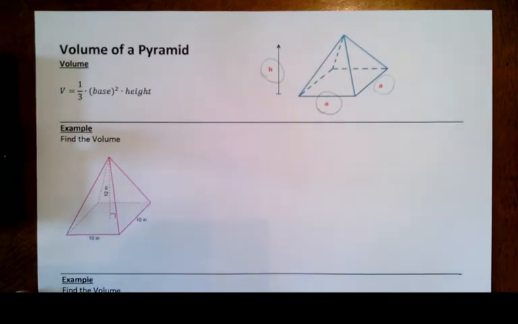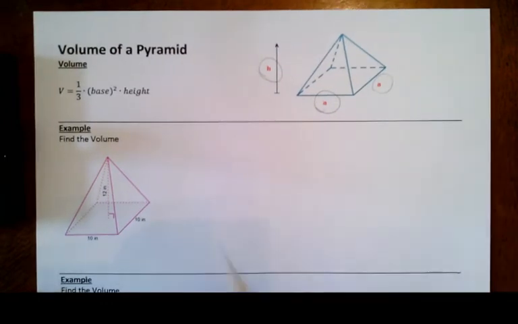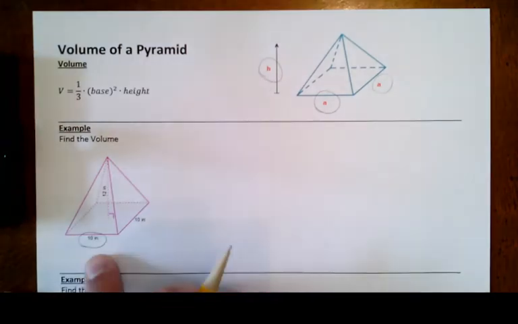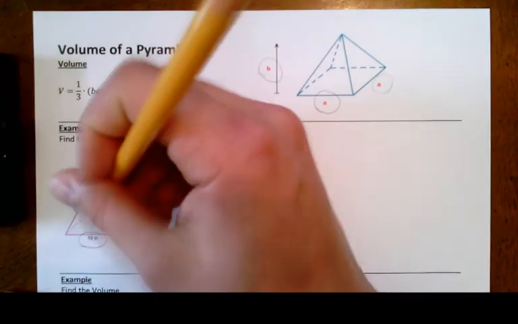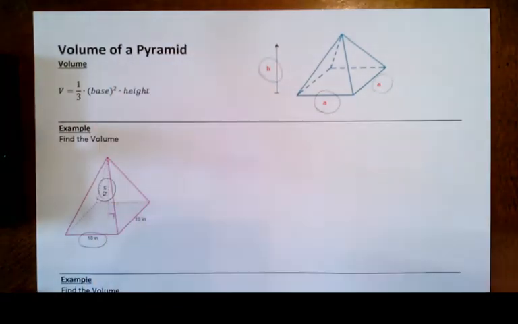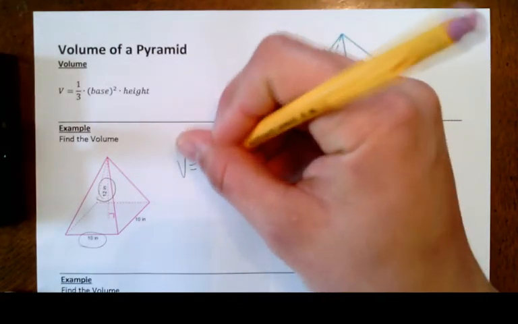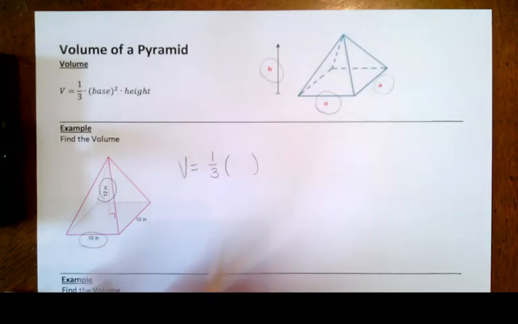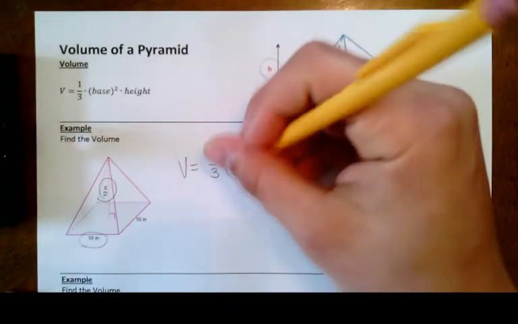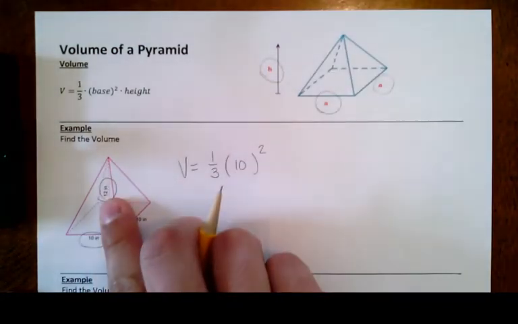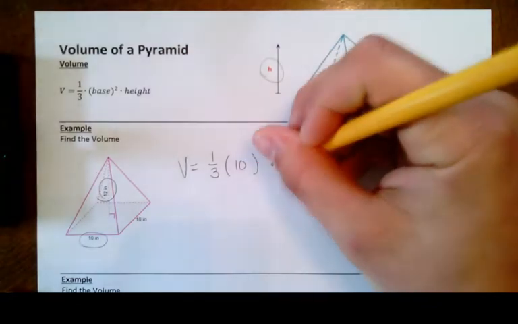So it says find the volume. If you look here, I have a base of 10, right? That value is 10. We have a height of 12. So I'm just going to plug those into the formula. I have volume equals 1/3. Again, my base is 10 here, so I'm going to put a 10 squared, and then my height is 12, so I'm going to multiply by 12.